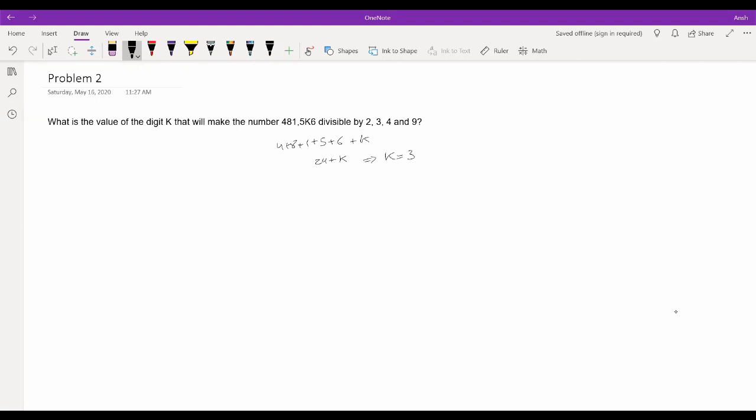And now we can just check that it also divides 4. The condition to divide 4, as in the previous problem, is just that the last 2 digits divide 4. And 36 clearly divides 4 as it equals 4 times 9, which means that k equals 3 satisfies both 9 and 4, which means it'll obviously satisfy 2 and 3 as well.